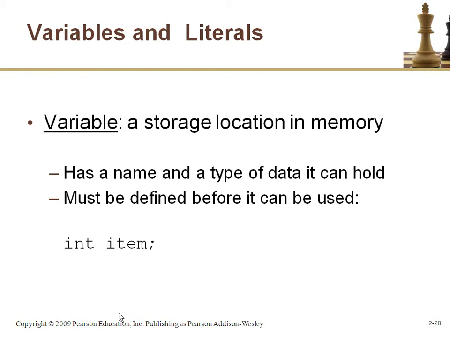In C, we define our variable by telling the type of the data that it holds and the name of the variable. In this example on this screen, we are declaring a variable called item to be holding a data type of numeric integer. Anytime we want to refer to the content of that variable, we just refer to the name of the variable, item, and we have access to that value that is held in that memory location.